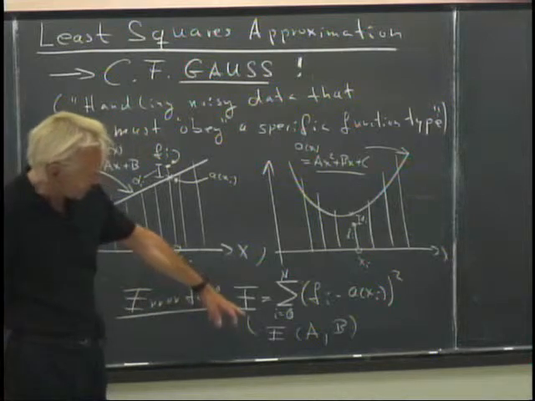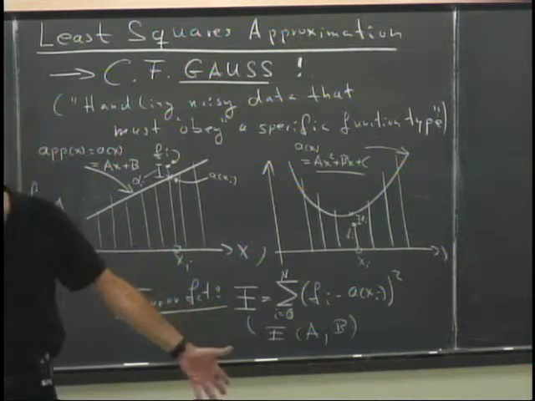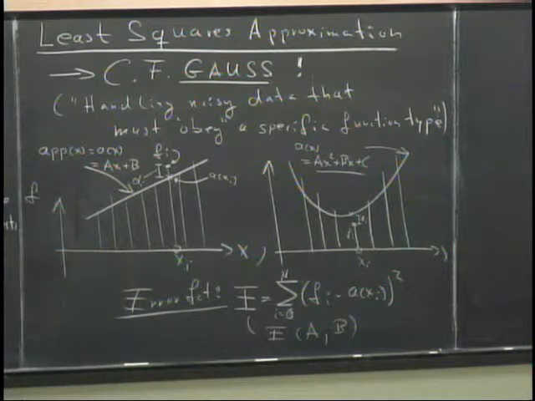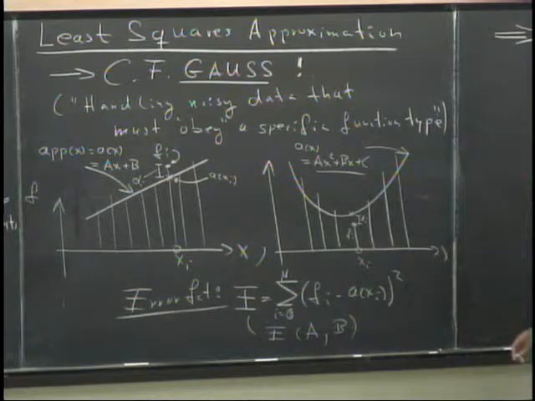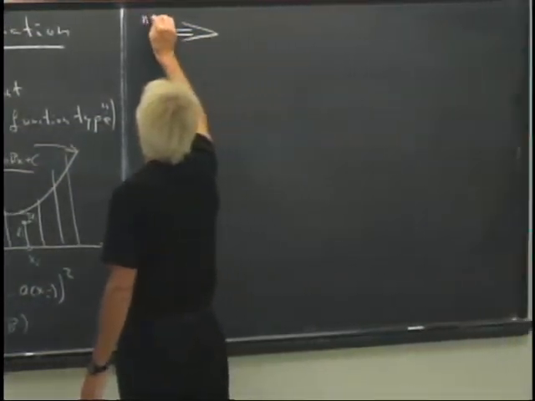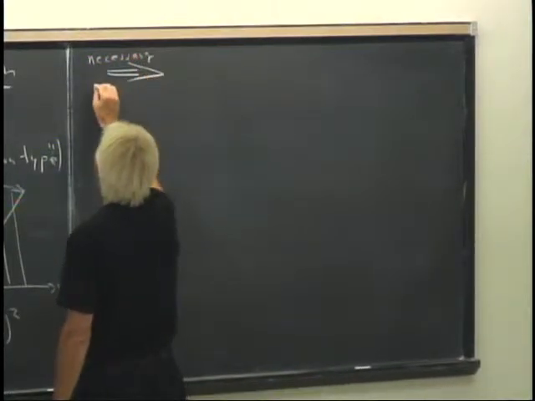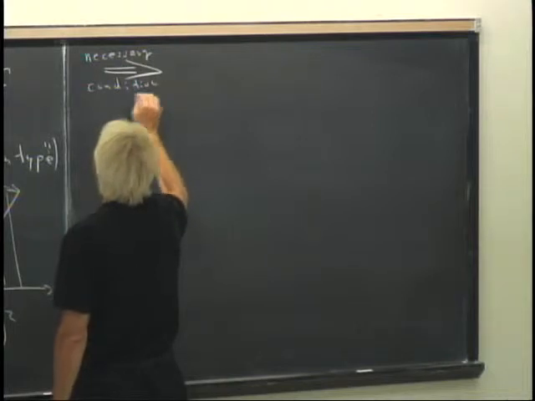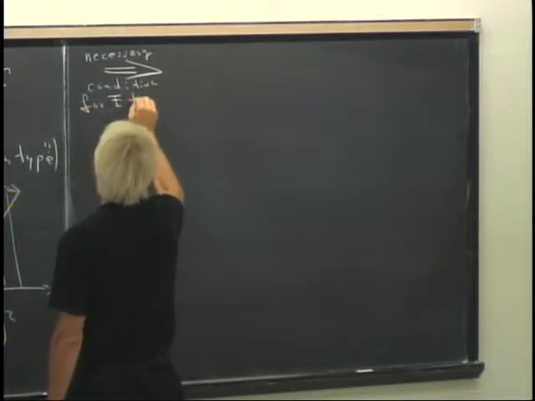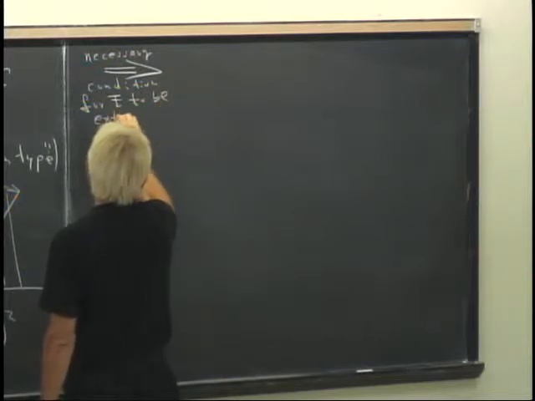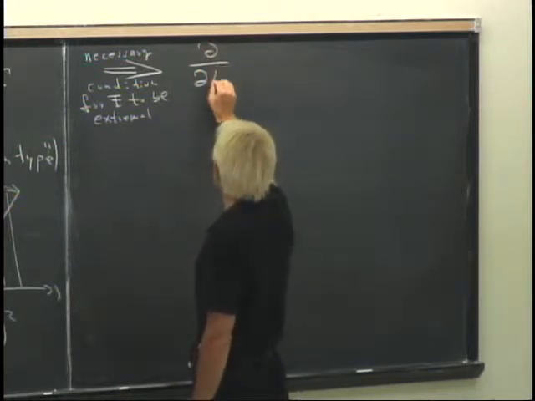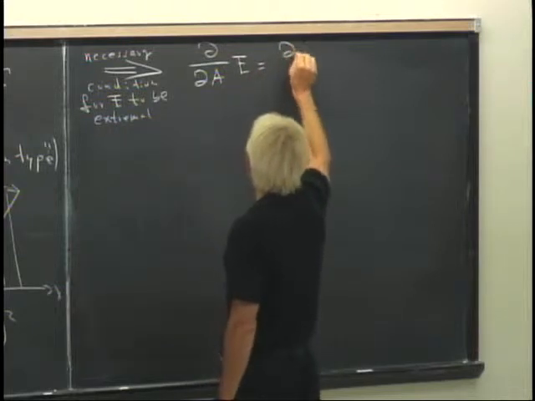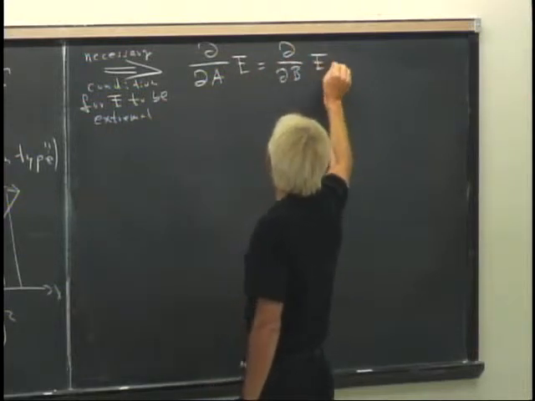That means, if you want to optimize E, a necessary condition for the function to be extremal is that its partial derivatives have to be zero there, right? Something is extremal when the slope is zero. The derivative has to be zero, so if it's a bivariate function in a and b, we have to differentiate this thing with respect to a and b and set that to zero. Necessary condition for E to be extremal is that the partial derivative with respect to a of E is 0 and the partial derivative with respect to b of E is 0. Okay.